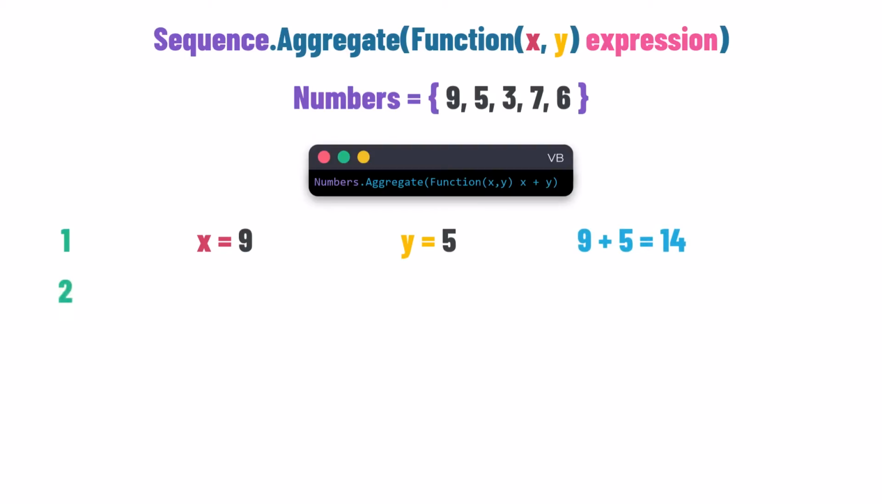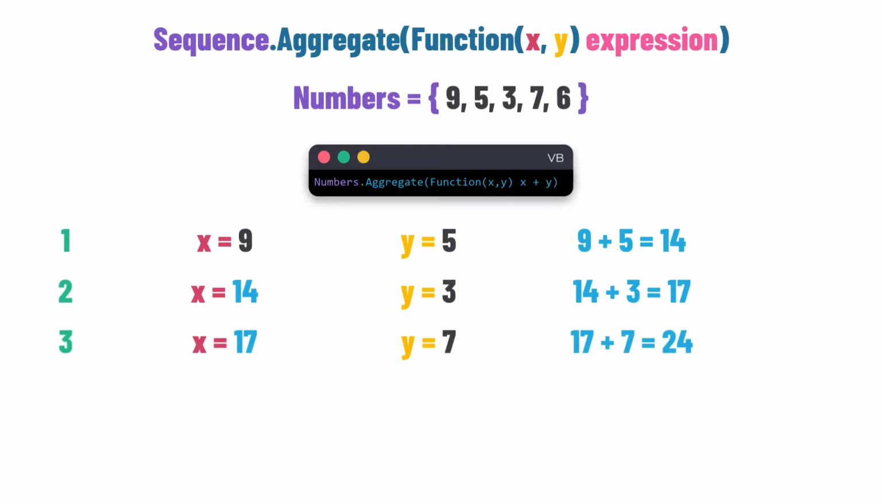In the next step, x becomes 14, our previous result, and y is now the next number, which is 3. Adding these together gives us 17. This new total is stored in x, and we move on to the next number. Adding 17 and 7 gives us 24. Finally, x is 24, and y takes the last number. Adding these together, we get 30. Since there are no more numbers, the process ends, and our final answer is 30. That's how the aggregate method works to combine a series of values into one final result. The result here is of type integer because we have a collection of integers.